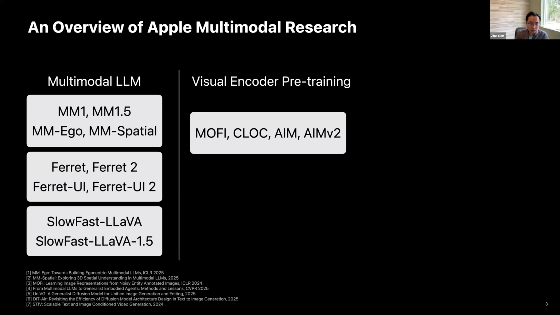We know the image encoder is one essential part of multimodal LM, and many of the recent works have been focused on the multimodal LM itself. So here we also want to answer questions like how we can train the next generation of image encoder. In terms of this, we also have several works to train a stronger image encoder for future multimodal LM. For example, MoFi in ICLR last year, CLOC in submission, AIM, and also AIMv2 in this year's CVPR.